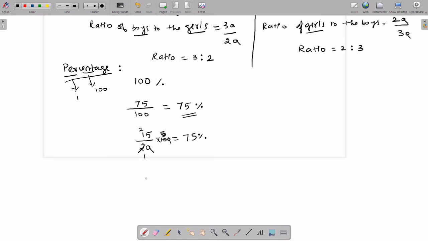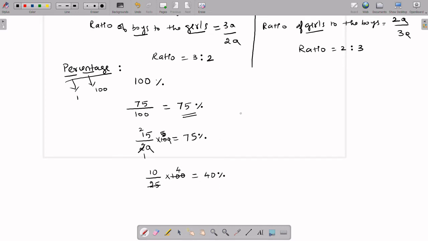For example, suppose you are writing your exam for 25 marks and you get 10 marks. How will you find the percentage? You have to multiply this by 100. 4 times 25 is equal to 100. So you get 40% marks. This is the way you have to convert into percentage.